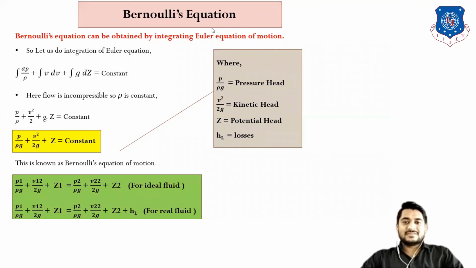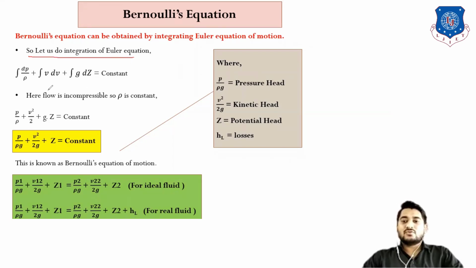Now let us understand Bernoulli's equation from the Euler equation. So what do you mean by Bernoulli equation? It is basically called the energy equation. And how can you derive this? First of all, the Bernoulli equation can be derived by integrating the Euler equation. So simply let us do integration of the Euler equation.